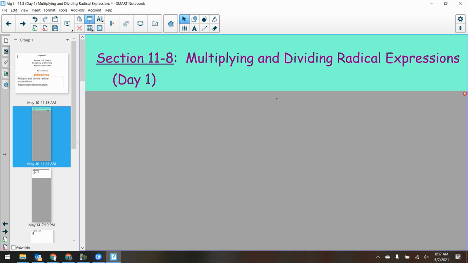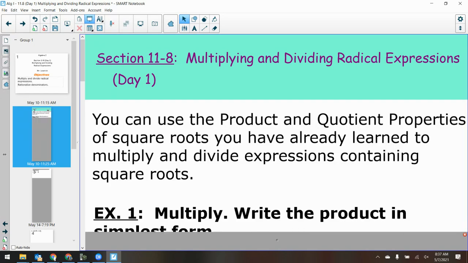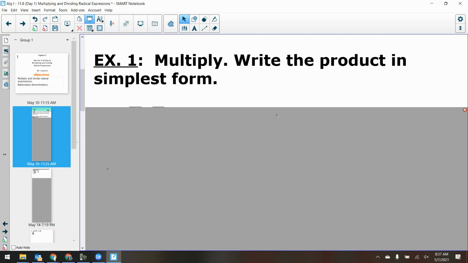Now, remember back when we were simplifying radicals, all of that was really multiplication, right? So what we're going to do now is put 2 radicals next to each other and talk about what happens when we multiply these things together. So we can use the product property and quotient properties of square roots that we've already learned to multiply and divide expressions containing square roots. So let's jump right in.